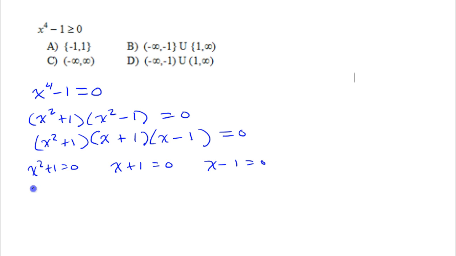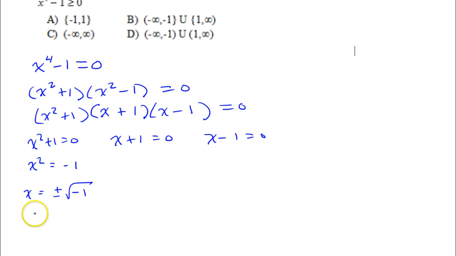Well, in this case, subtracting 1 from both sides gives us x squared equals negative 1. If you take the square root of both sides, that's going to be plus or minus the square root of negative 1. If you have a negative underneath a radical, that's going to be i. So we have plus or minus i. So imaginary zeros are not going to show up on a number line. So these are really pointless, literally.